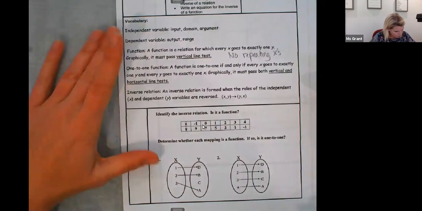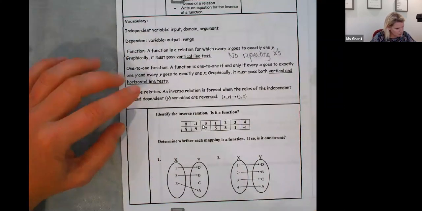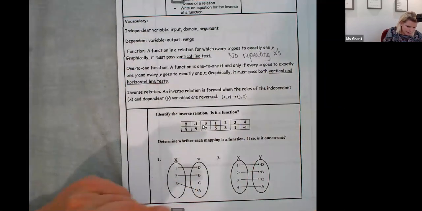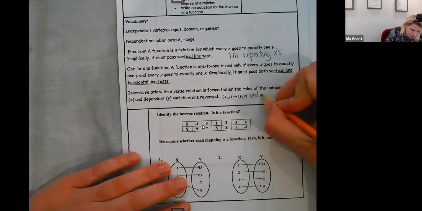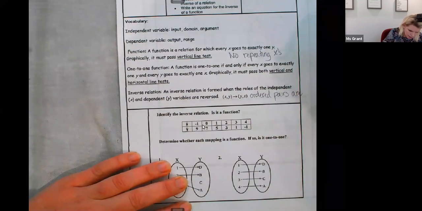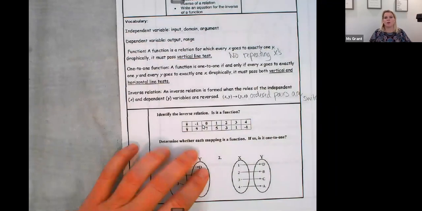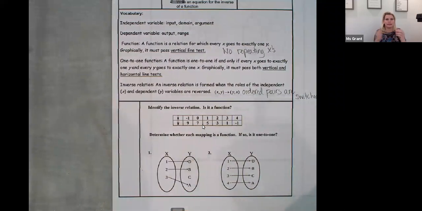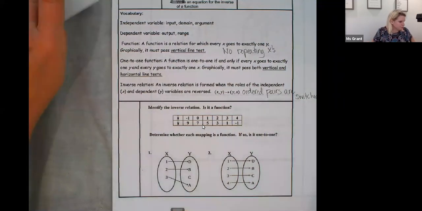An inverse relation is formed when I switch my x and y values, which means that the ordered pairs are switched. And we're going to do that closer to the end of the lesson. First, we're going to talk about, is it one-to-one? One-to-one means every x has a y, every y has an x. Nothing's left out, nothing's missing. A function means that I have no repeating x values. All of my x values are different. Okay, so here we go.